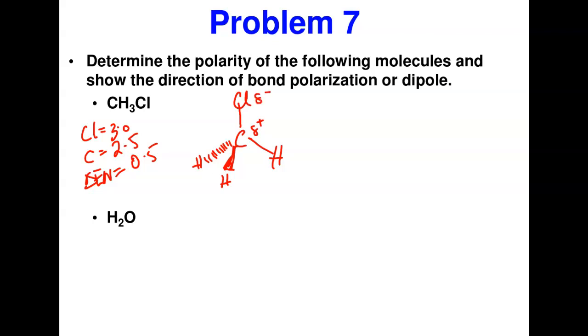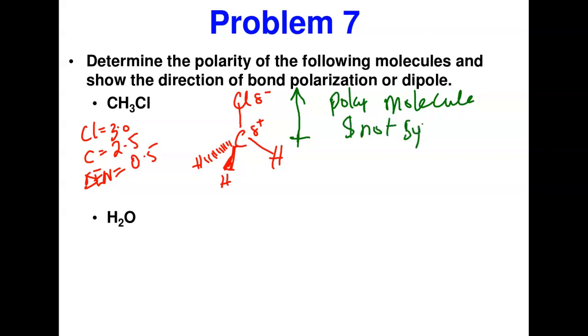And what it means is that the direction of bond polarization is going to be from this carbon towards the chlorine. So, therefore, this molecule is a polar molecule, and it is not symmetric. And why is it not symmetric? It doesn't have the same thing connected all around it. That is why it is not symmetric.